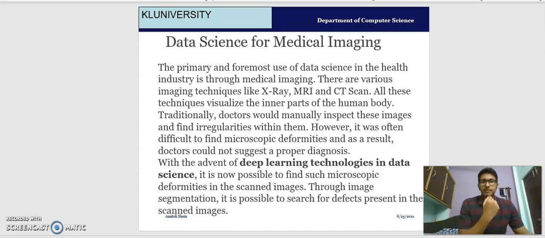With the help of deep learning technology in data science, it is now possible to find such microscopic deformities in scanned images, right? Through image segmentation, it is possible to search for differences present in the scanned images.